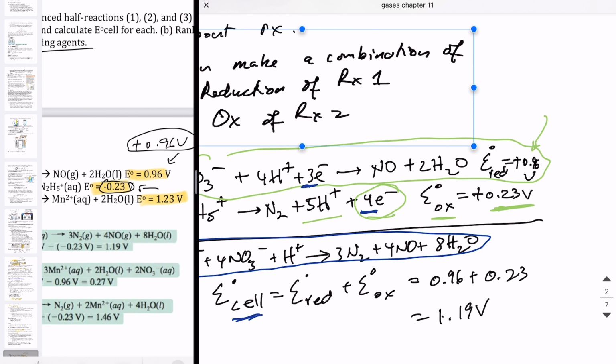And the E cell, here's the part that's really important. When I multiply those equations by the electrons, I do not do anything with the E cell. The E cell remains unmultiplied. So the E cell for the actual cell would just be the sum of those two numbers that I found, 0.96 plus 0.23 volts, which is 1.19 volts. So again, the E cell value is not multiplied when you balance an equation, okay?